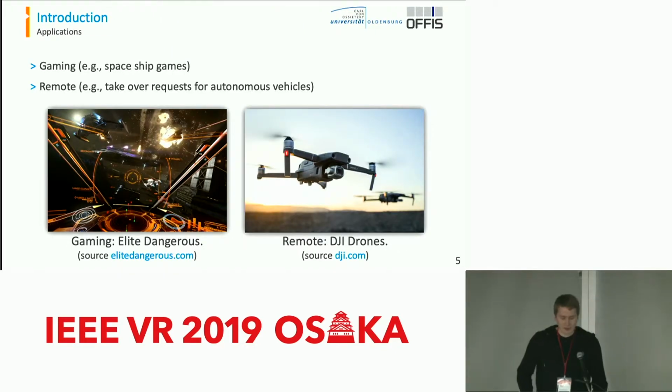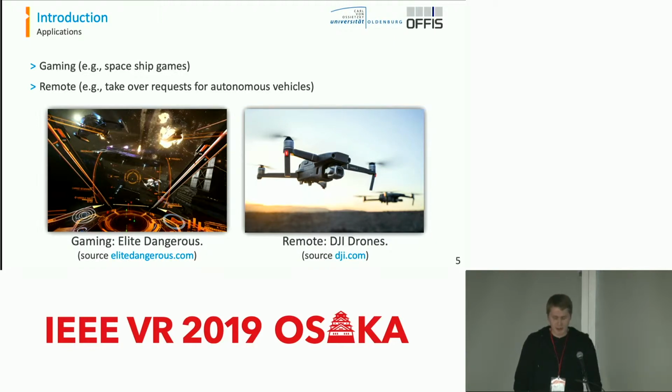There are different situations where this applies. I just searched for some that are fitting for VR. I think the most prominent one is gaming. So just imagine playing a spaceship game like Elite Dangerous here, where you control your own spaceship and you have to fight off some opponents that are around you and you don't know where they are. So there it would be helpful to get some spatial cues.